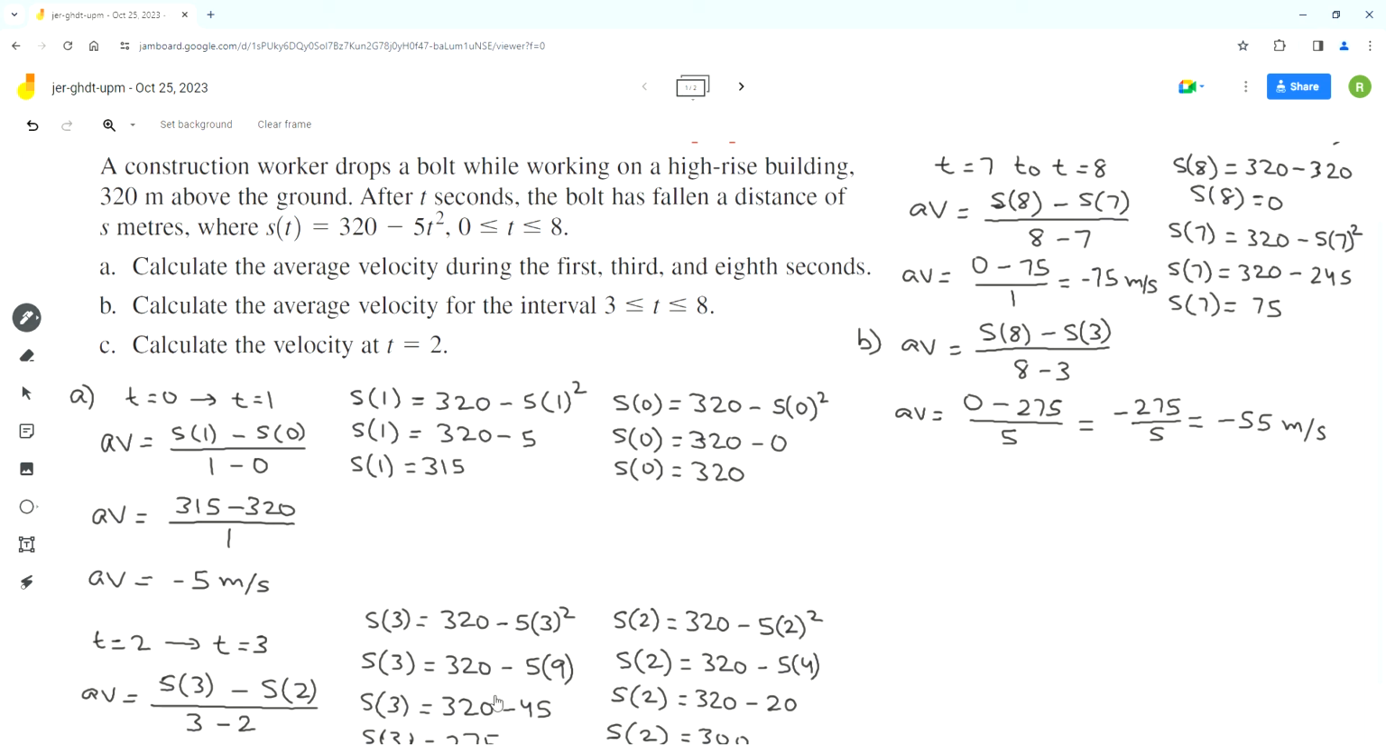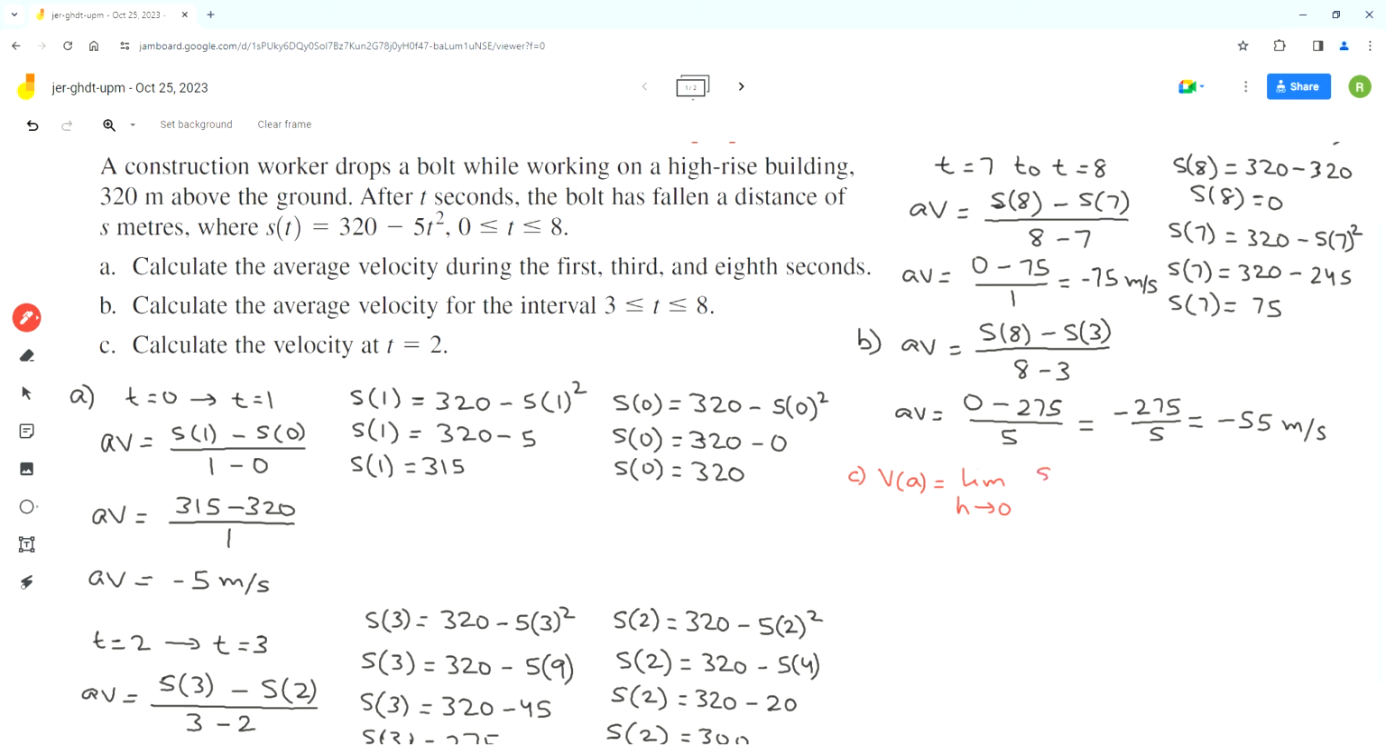So now we can work on part C. So I'll use a different color here. Now in part C, we have to calculate the velocity at 2 seconds. Now this is instantaneous velocity because we are calculating velocity at a point in time, not over a period of time. So we'll use the formula for calculating the velocity from the position function. So we'll use the limit formula using the difference quotient setup.